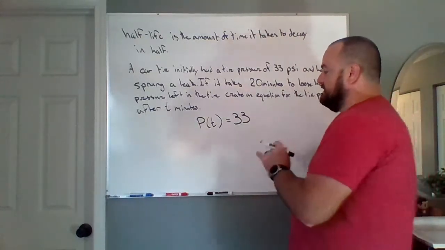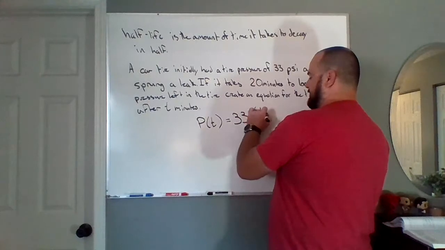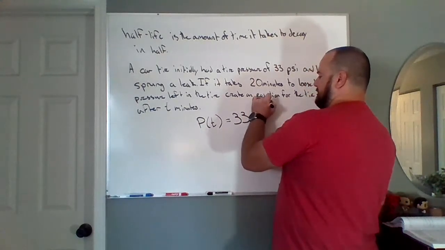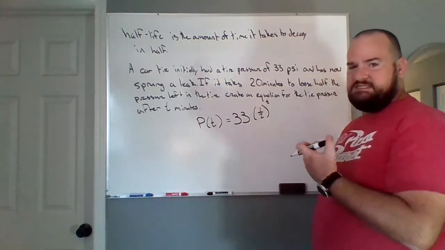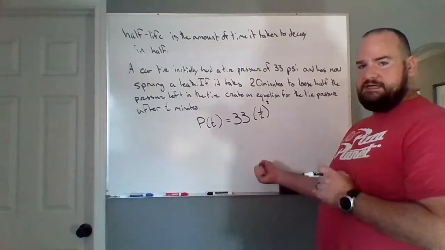So what I can actually do is multiply this by a half. But I don't want to just have t up there, because this wouldn't work. Because then if t is 1, it would be cut in half.